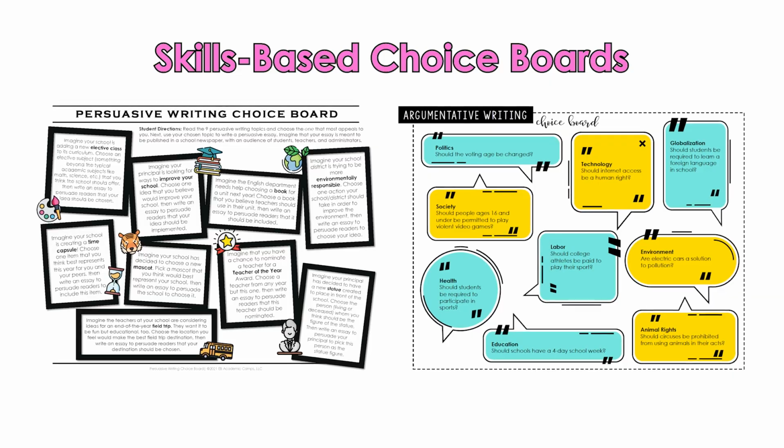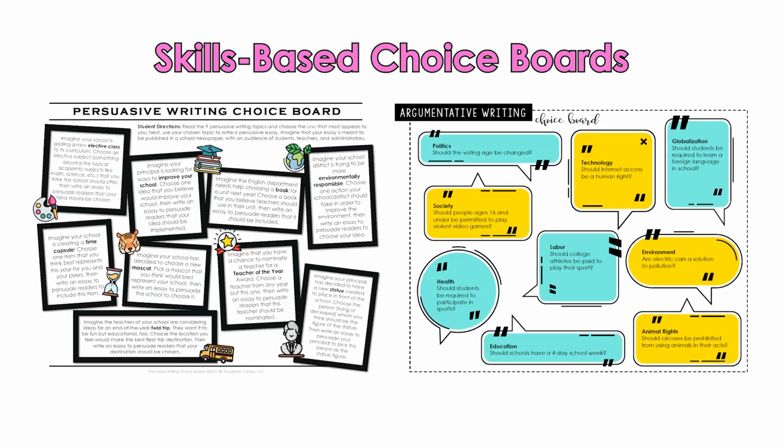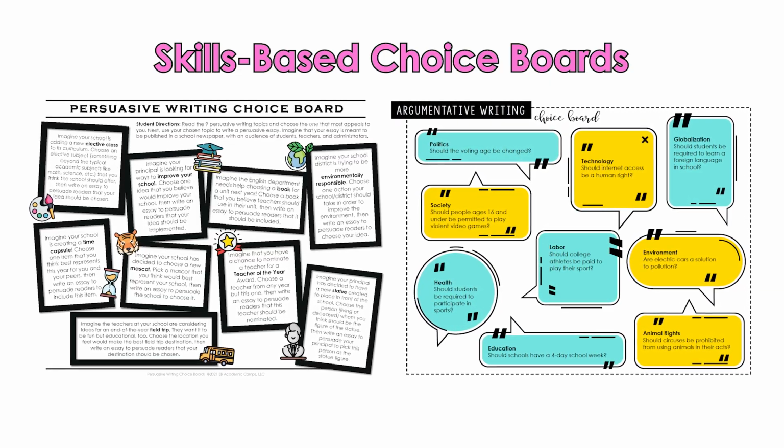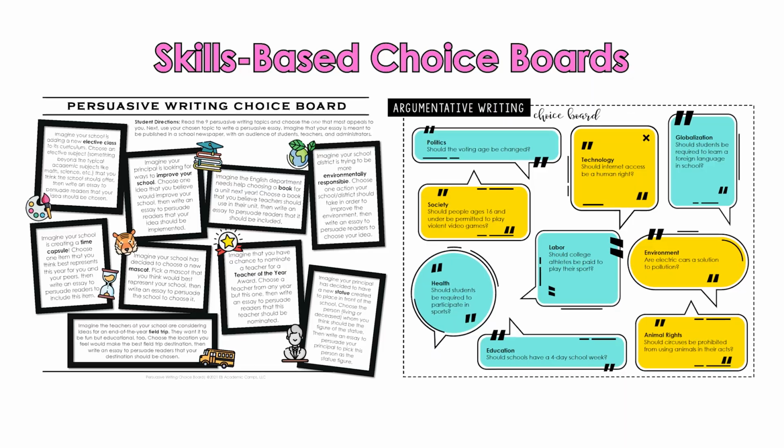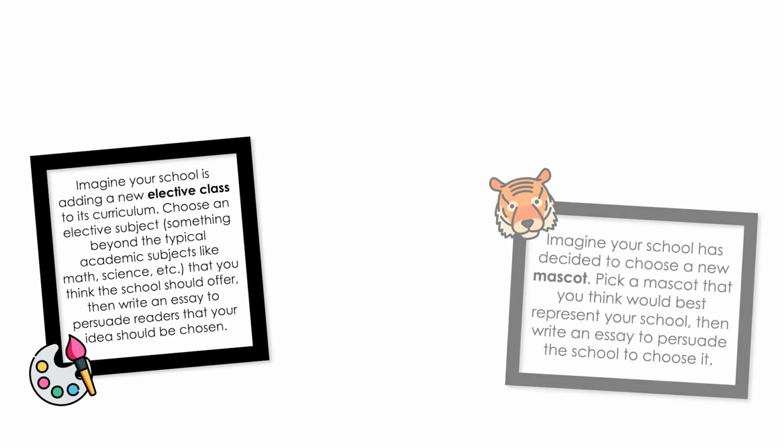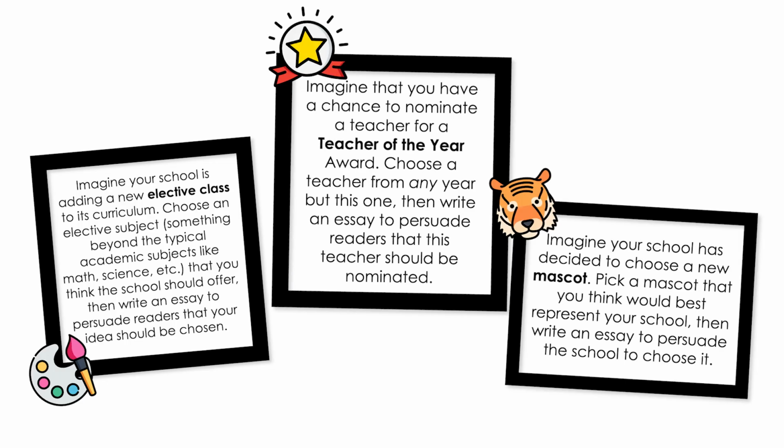So instead of random, disconnected options, every square is tied to a specific writing standard. For example, in the persuasive board, students might choose to write about a new elective class or a school mascot or a teacher of the year nomination. But each prompt is still going to target the same writing goal.